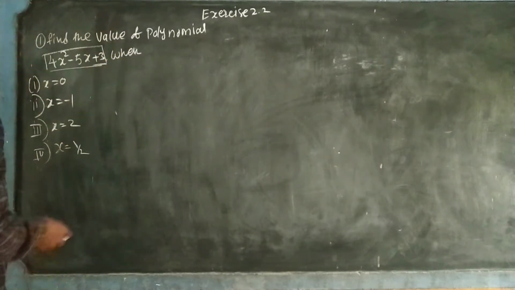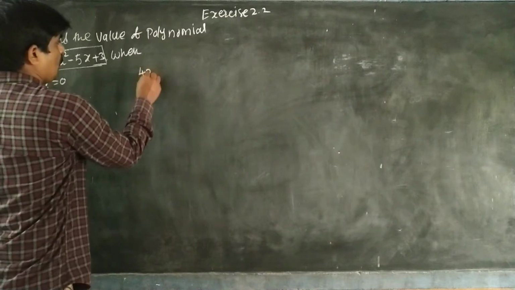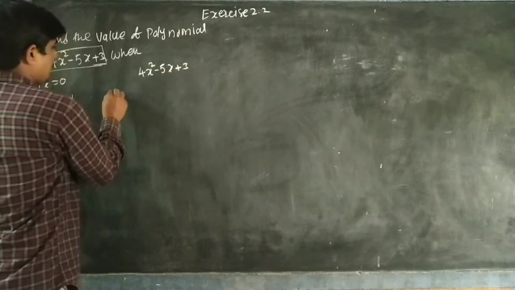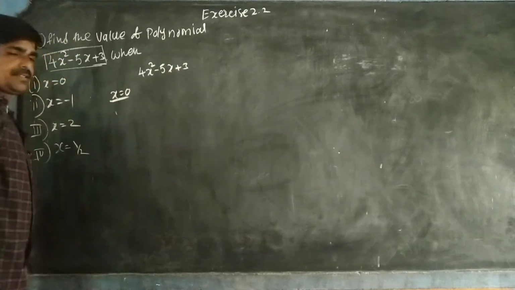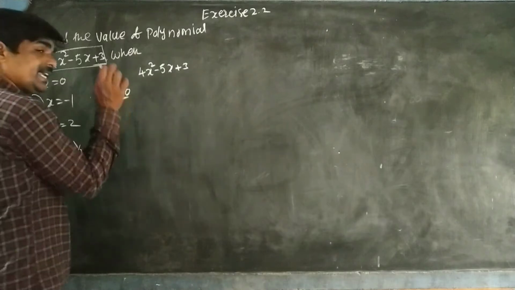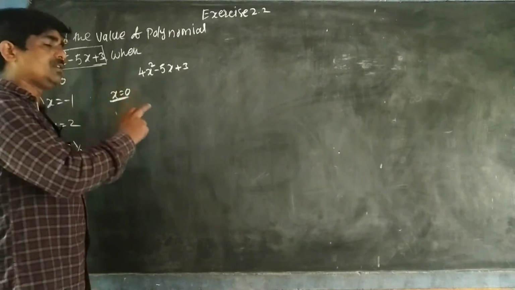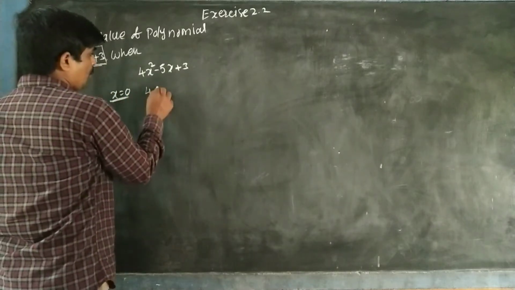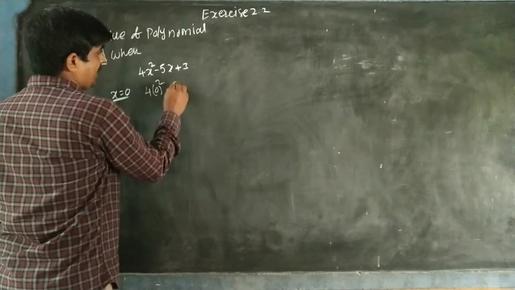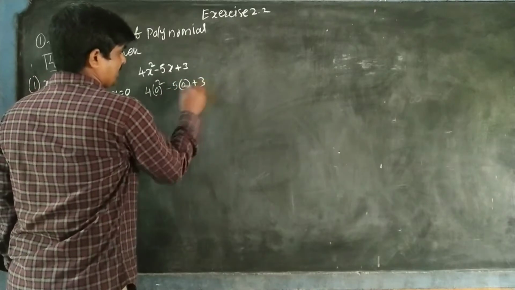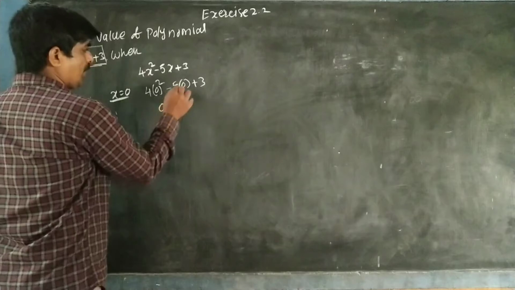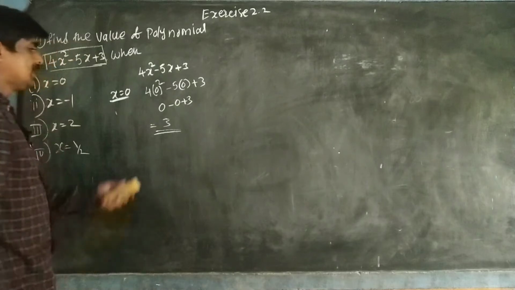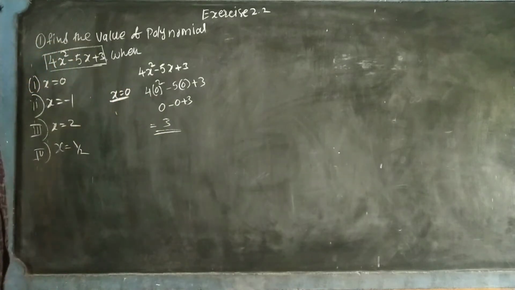How are we to find it? Simple, one polynomial is already given: 4x square minus 5x plus 3. First, let x be equal to 0. Instead of x, we have to substitute 0. So 4 into 0 square minus 5 into 0 plus 3. That is 0, 0 plus 3. The value of the polynomial is 3 when x is equal to 0.